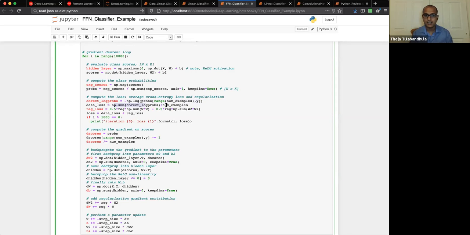Okay, np.sum, and you're normalizing it. Normalization is not very critical because this is a constant. And then you're adding the regularization. So here we are regularizing both W1 and W2.